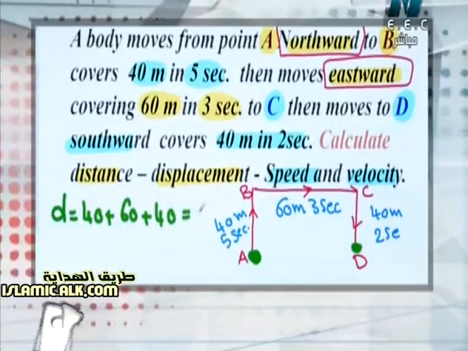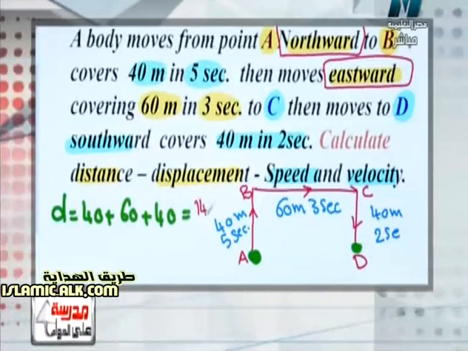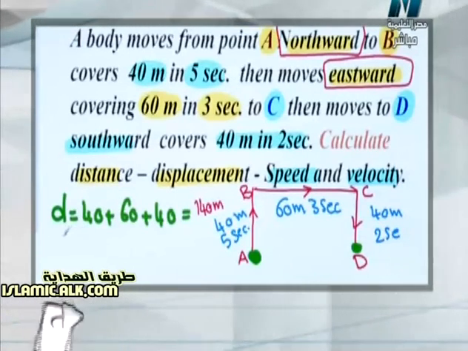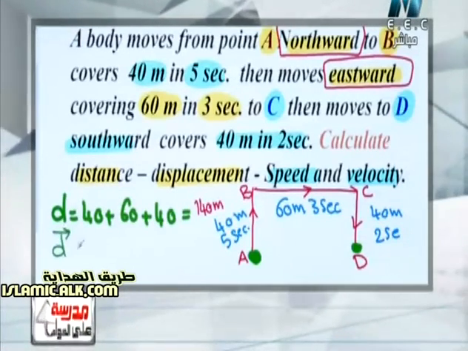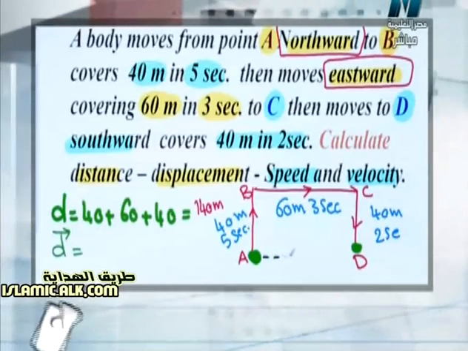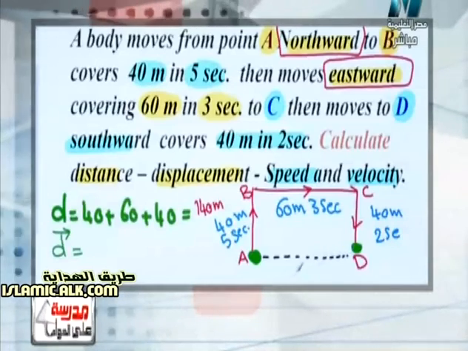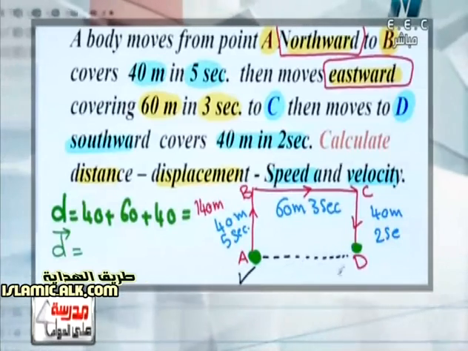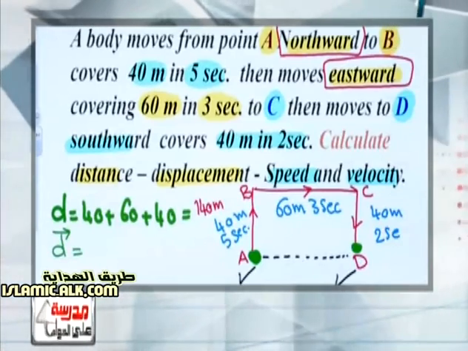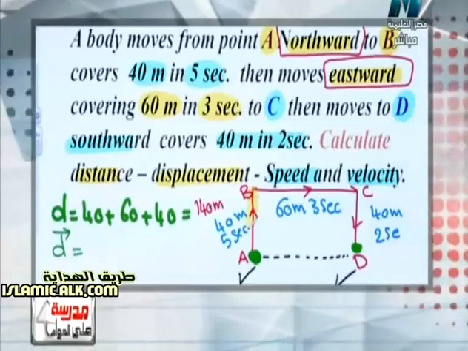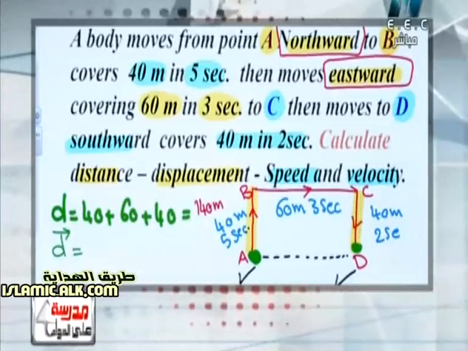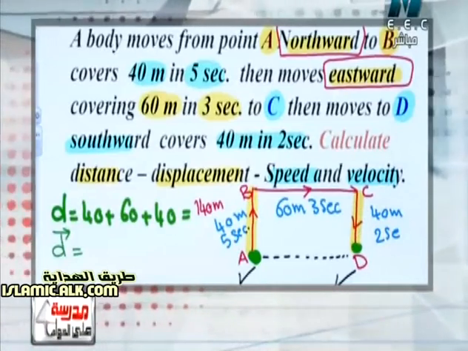This distance equals 140 meters. At the same time, we need to calculate displacement, D with an arrow. Displacement is the shortest straight line between the starting point and the ending point. So the starting point is A and the ending point is D. But here we have two sides that are parallel and equal, as AB equals 40 and DC equals 40 meters.